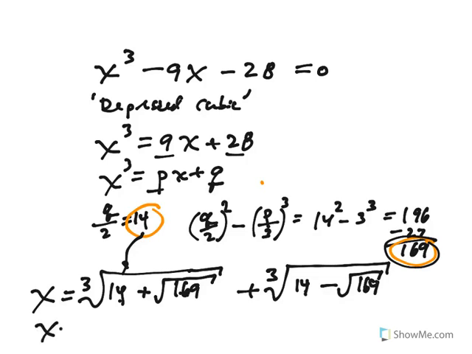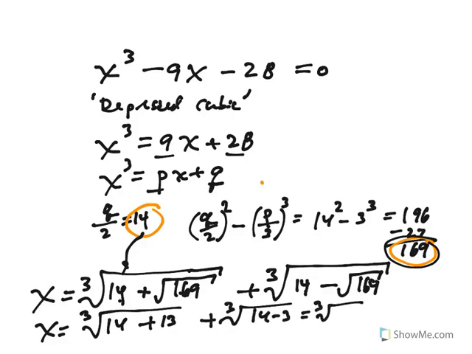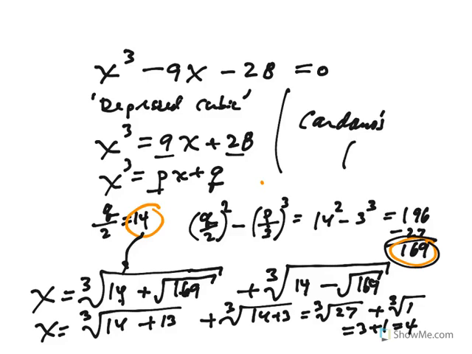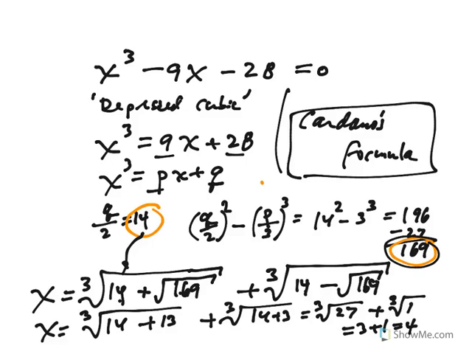But occasionally you get lucky. Occasionally the answer is an integer, and the square root of 169 happens to be a perfect square. That seems lucky. And the luck is just going to keep coming, because 14 plus 13 is 27, which is a perfect cube. And 14 minus 13 is 1, which is a perfect cube. So you get 3 plus 1 equals 4. And that is the depressed cubic. That's actually called nowadays Cardano's formula. He did not invent it, but it's named after him.